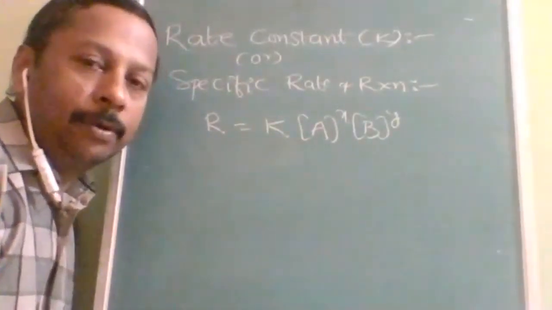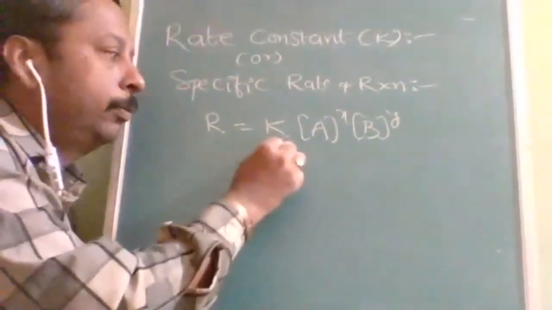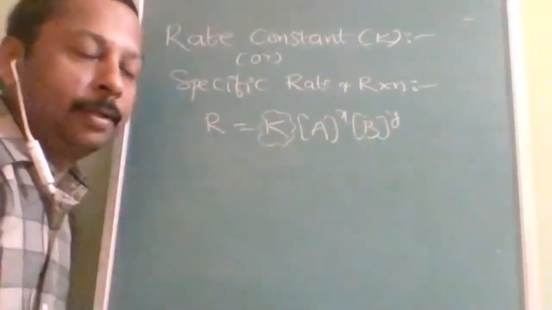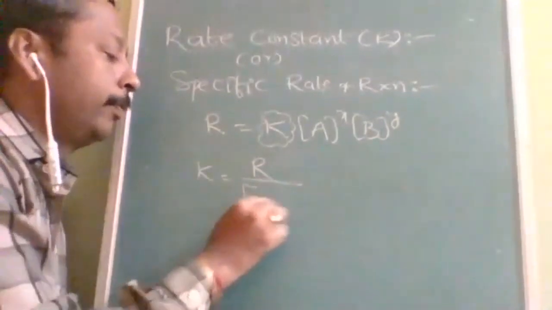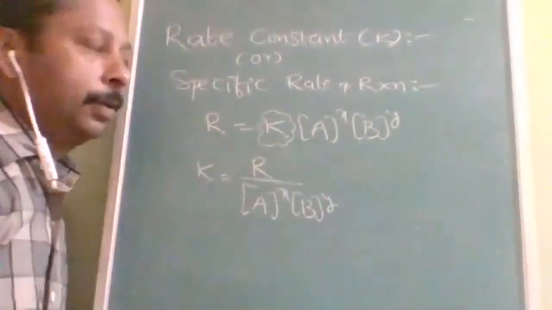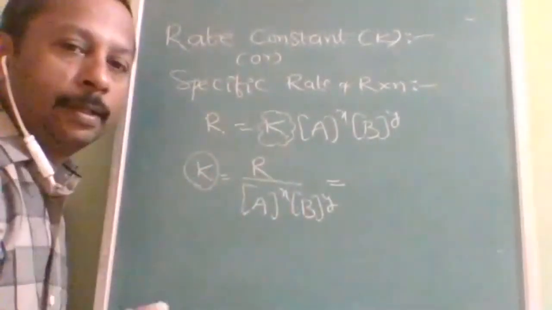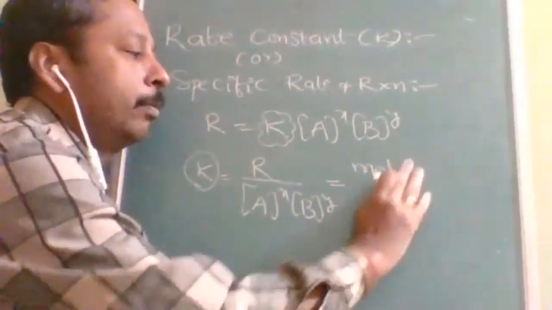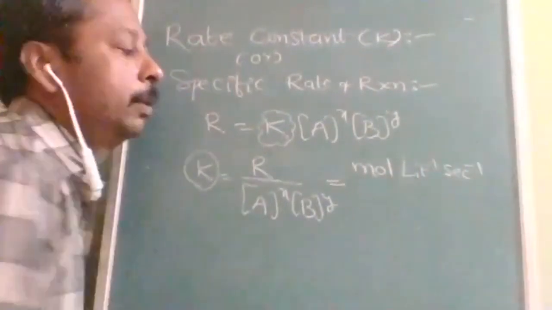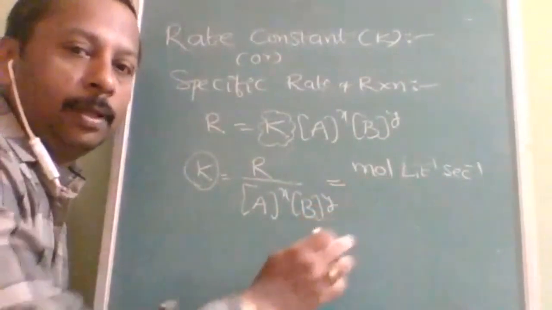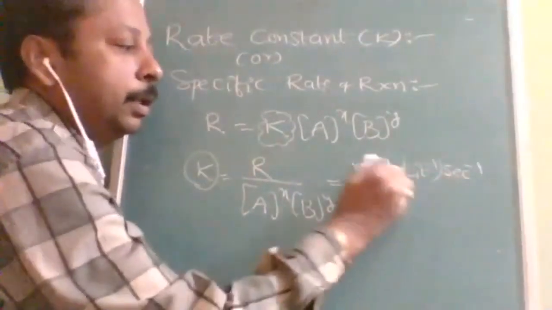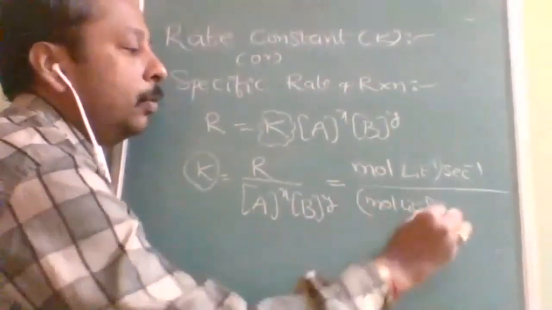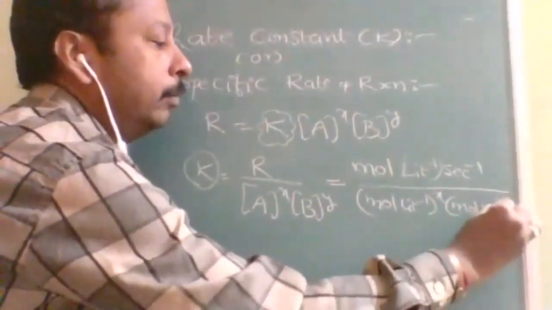Okay. So R is equal to K into A to the power of X and B to the power of Y. Now my intention is to find out the units of K. So K is equal to R divided by A to the power of X and B to the power of Y. Then I will substitute the units of other things. Rate of reaction units, already I told you in my first lecture, mole liter inverse second inverse, concentration by time. Concentration is mole liter inverse, and time is second inverse. Divided by concentration, here it is mole liter inverse to the power of X, mole liter inverse to the power of Y.